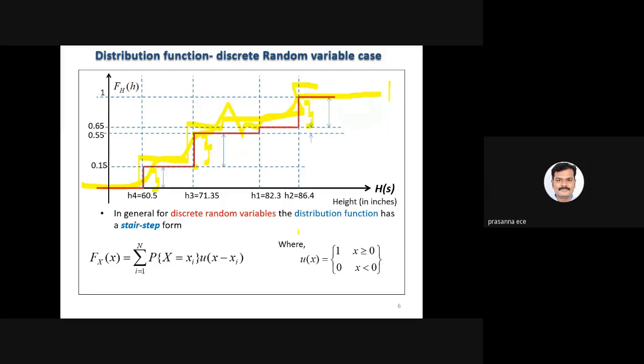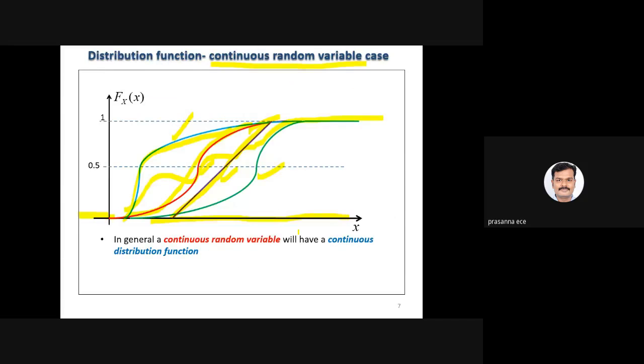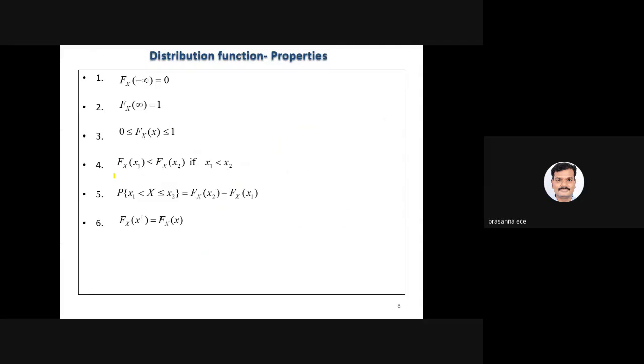Always it will start from 0, and at the rightmost end it will end up with a value of 1. So all these things we are consolidating into a list of properties of distribution functions, which I denote here. These are the important properties of distribution functions. There are some 6 properties.